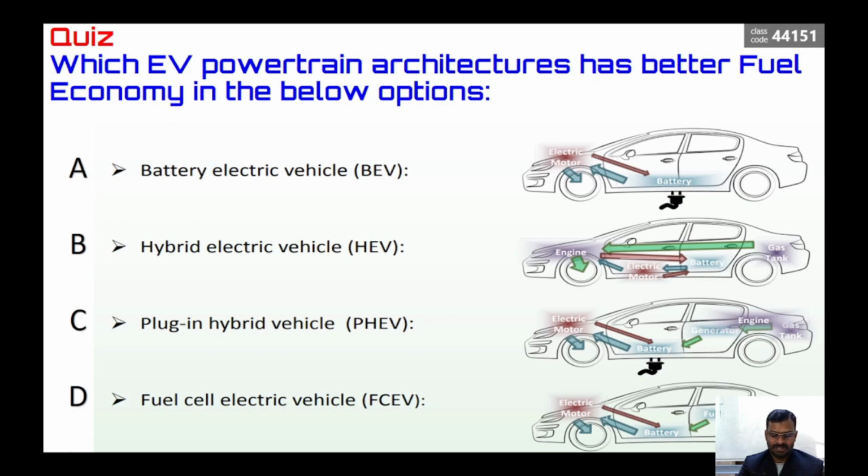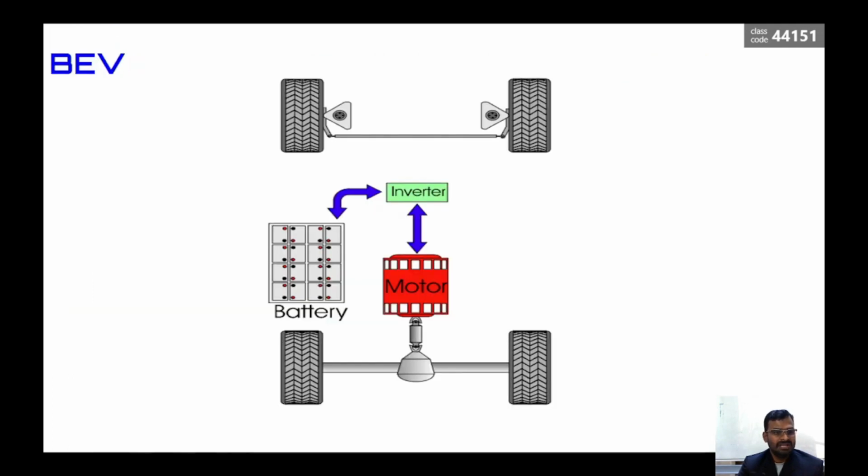Let us start the topic for today. BEV, battery electrical vehicle. It's very simple. This vehicle takes its power from the battery. That means it converts the electrical energy into mechanical energy through the motors, which are connected to the axle of the drivetrain, and the vehicle runs.